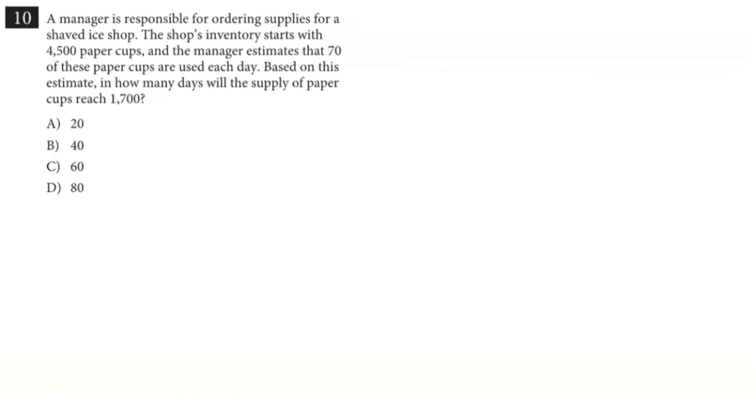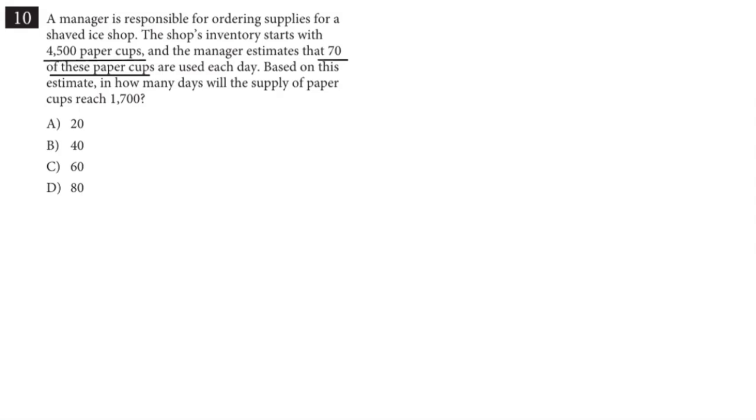Question 10. A manager is responsible for ordering supplies for a shaved ice shop. The shop's inventory starts with 4,500 paper cups, and the manager estimates that 70 of these paper cups are used each day. Based on this estimate, in how many days will the supply of paper cups reach 1,700?